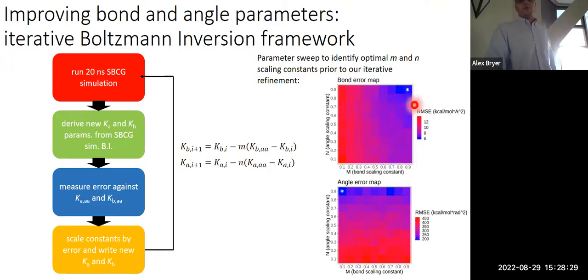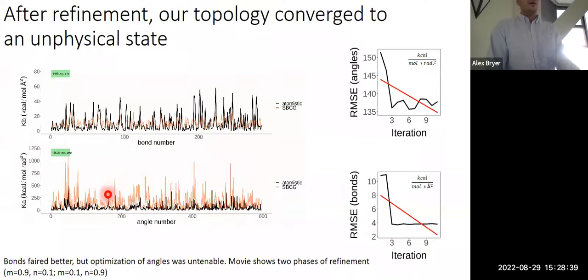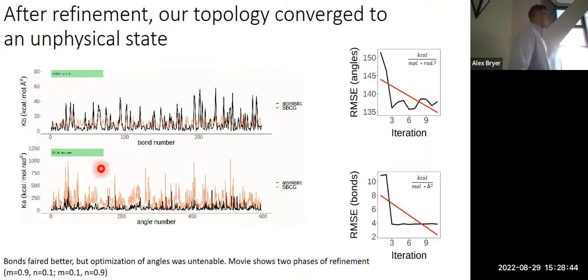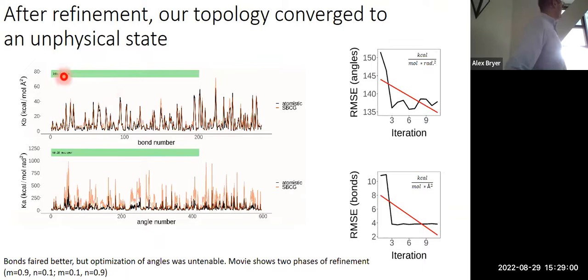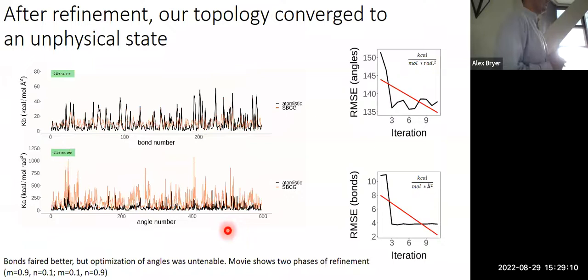We derived our parameters, and we set up this two-phase refinement. We thought, well, maybe we can optimize bonds first and then angles second, in this two-phase framework. And the results were not very great. This is an animation showing the iterative refinement. It shows two phases. You can kind of see visually when the M and N constants change. The quality is not great on that, but we're showing the error here. The basic idea is that bonds did okay. But angles especially, the fit error, it's just an untenable optimization problem.